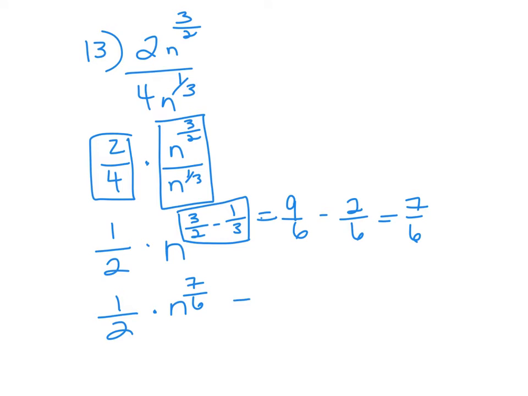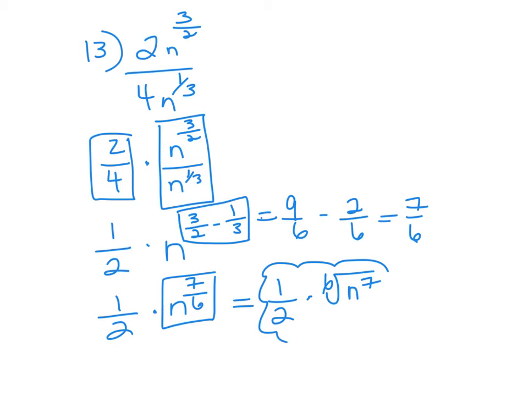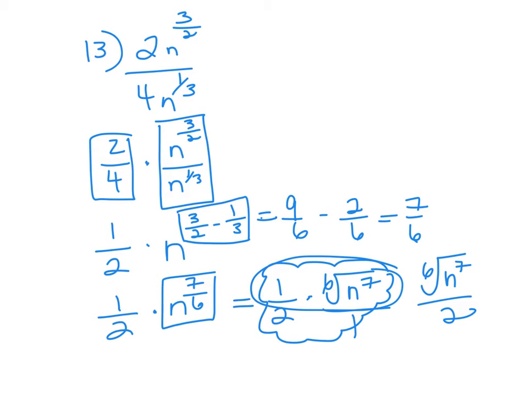And then we're going to simplify this. So we get 1/2 times the 6th root of n to the 7th. Then when we want to put this all together, we put that over 1, and then we multiply the numerators together, and that's just going to get us the 6th root of n to the 7th all over 2. That's going to be your final answer for number 13.